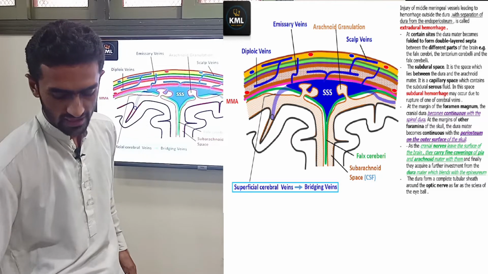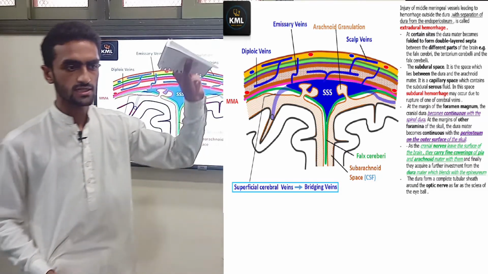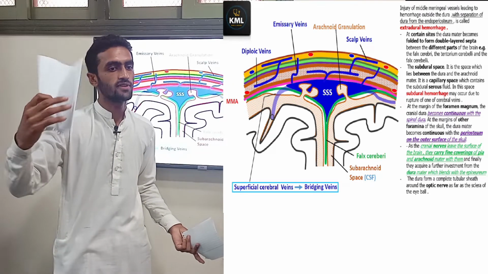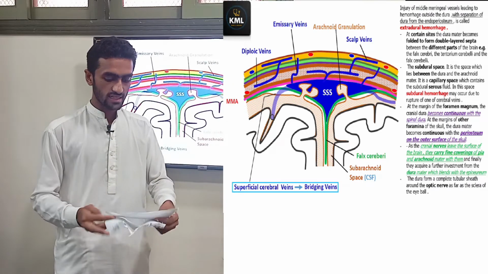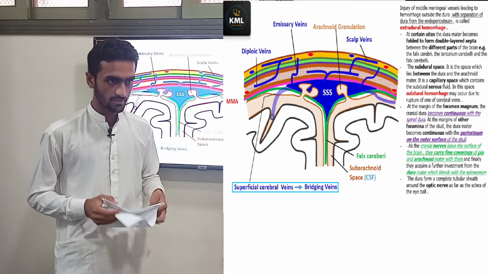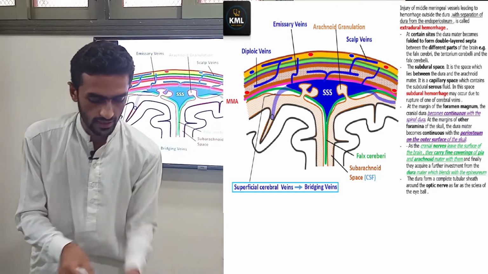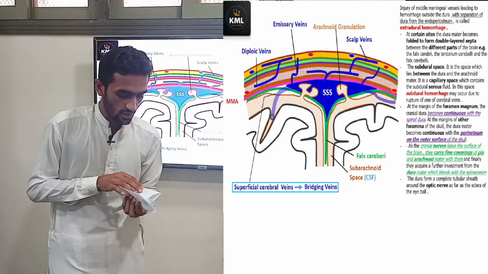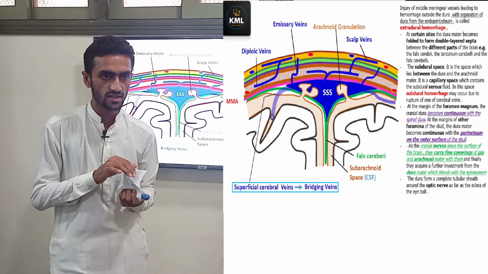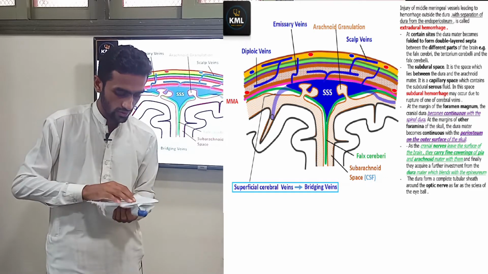So let's see how sinus formation occurs. For example, this is the outer layer, which is the periosteal layer, and here is the meningeal layer. These are connected here like this. What you can see is that this meningeal layer is dipping down. As they dip down, on the lower margin one sinus forms here and another sinus forms here. Let's see how the formation occurs here.